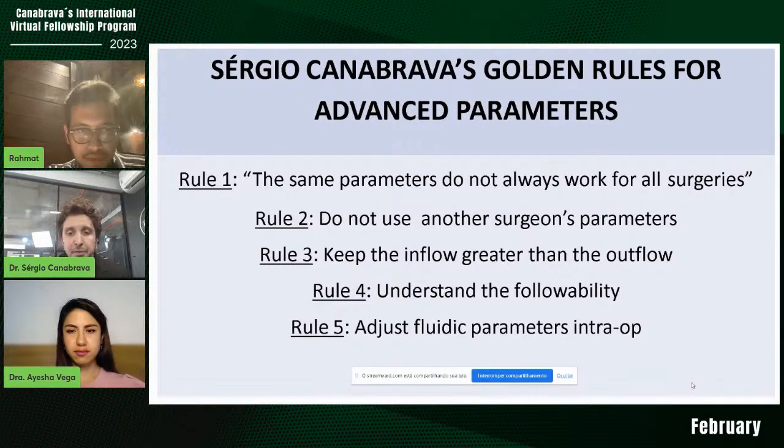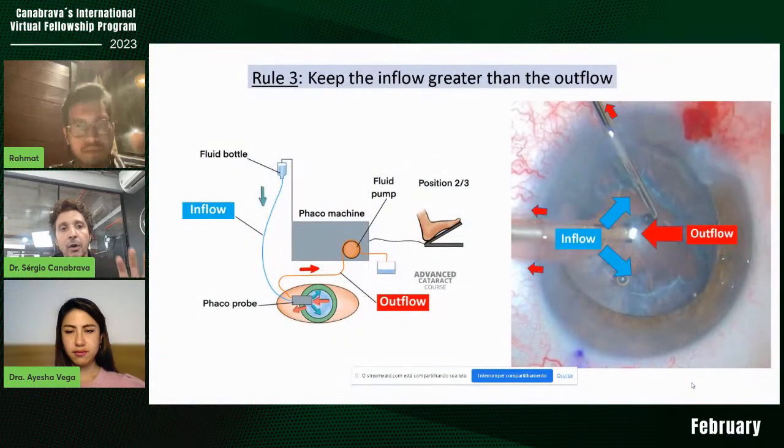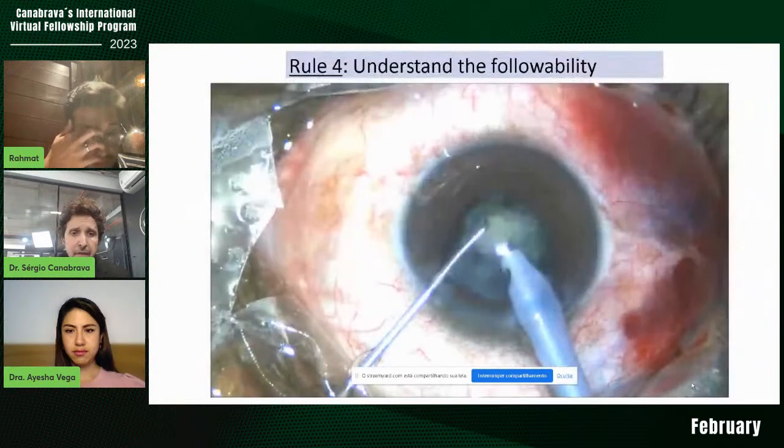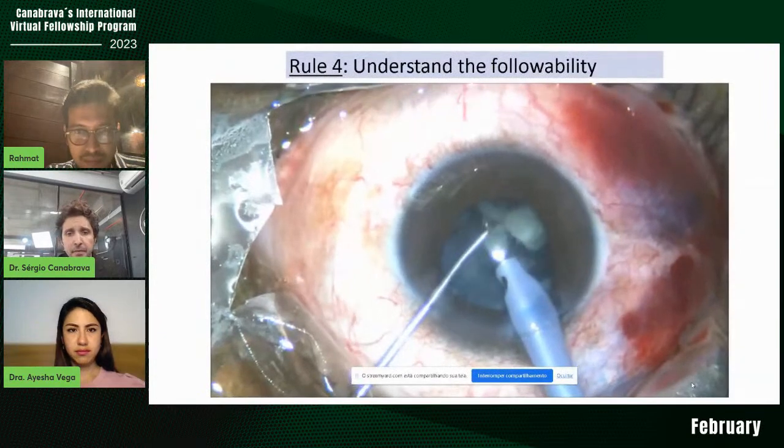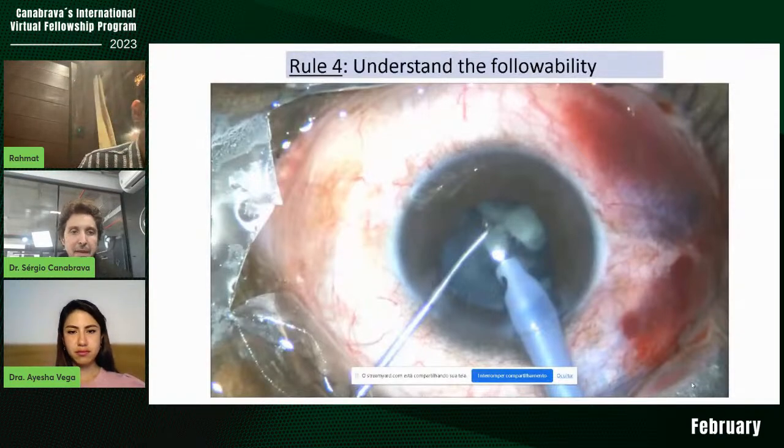Rule number five, adjust your fluid parameters intra-op to improve your followability. How? Here you can see the followability, it needs to be okay. The inflow needs to be greater than outflow, okay? Here you can see the points where you have inflow inside your eye and outflow from the eye. Here, for example, observe the followability. You need to adjust your vacuum to match your followability.